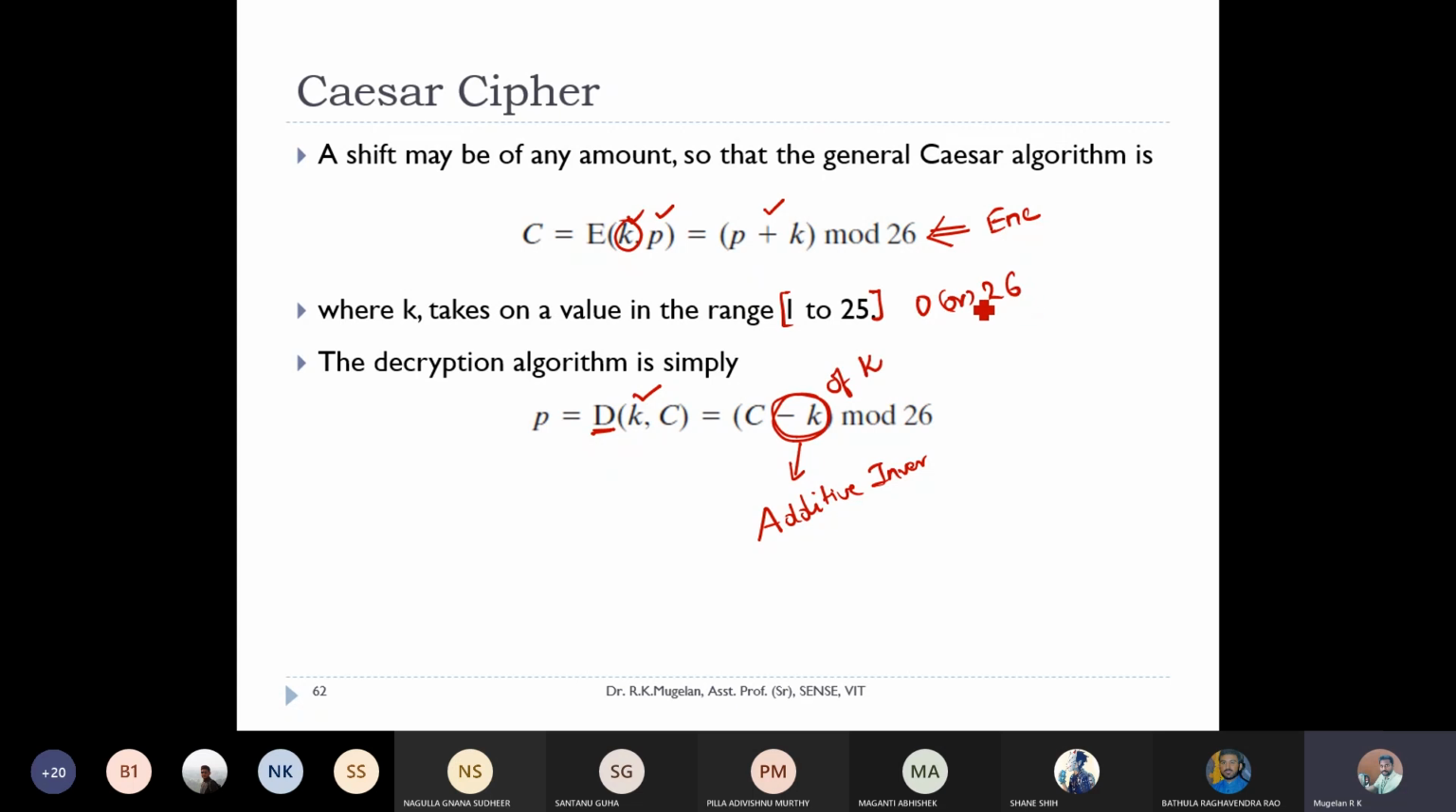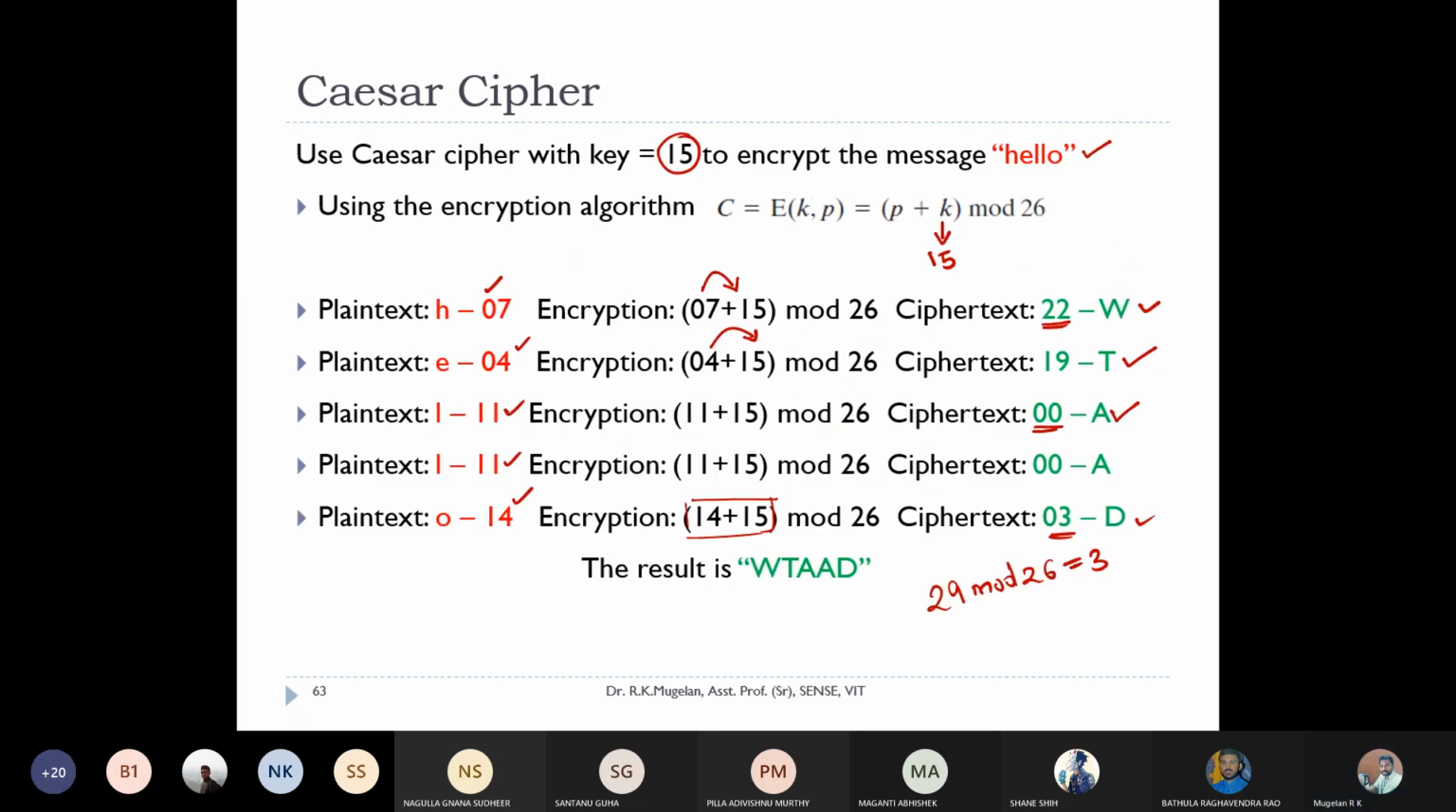Can anyone tell why we can't take 0 or 26 as a key value? The plain text will remain the same. Yes, then there is no use of encryption itself if you use 0 or 26 as a key. Even 27 and 28 are of no use, because 27 mod 26 gives the key value 1, and 28 mod 26 again gives the key value 2. That's why they stick with 1 to 25 here.